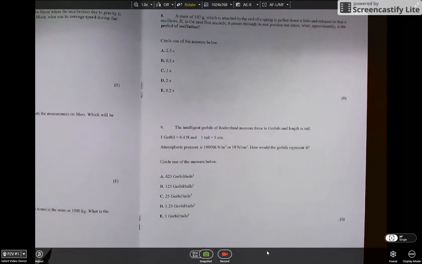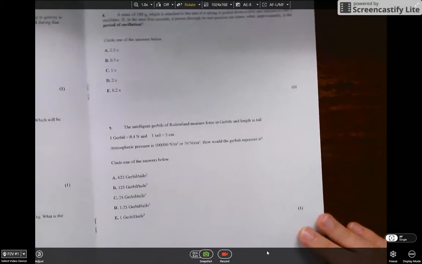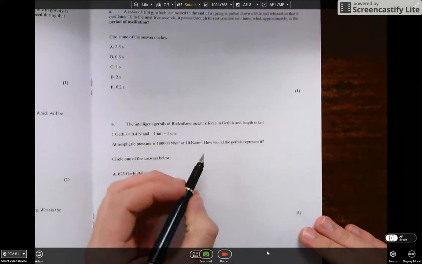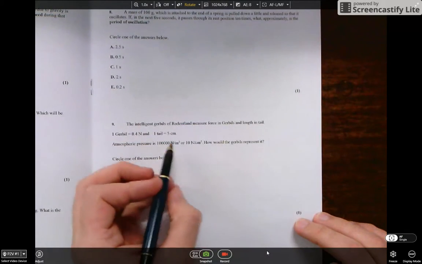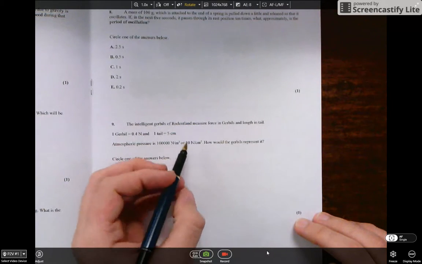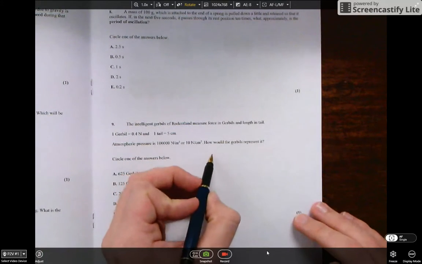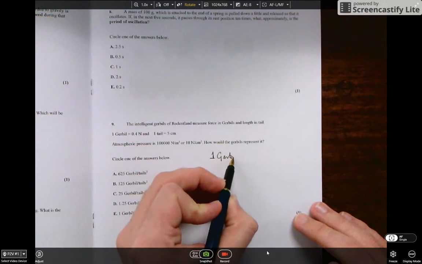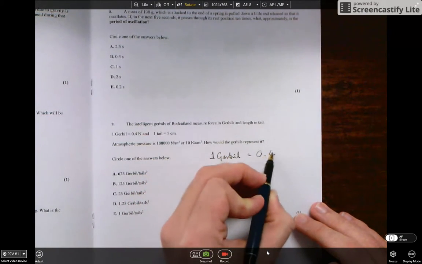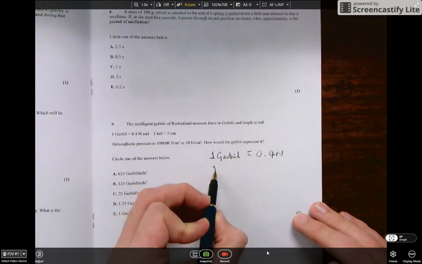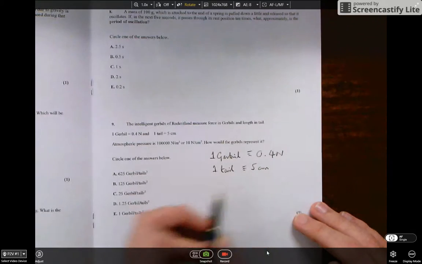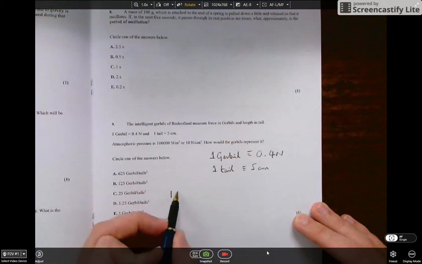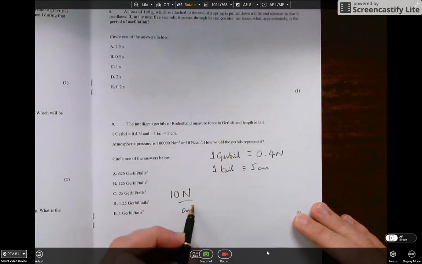Now, I realised at the tail end of the last video that I made a slight mistake with getting a fraction the wrong way up, so I'm just going to do it again now and try and get it right this time. The units that we're given are newtons and centimetres. So we're told that the gerbils use these units, where one gerbil is 0.4 newtons and one tail is the same as 5 centimetres. And we're asked to convert from units of 10 newtons per centimetre squared into the new units.